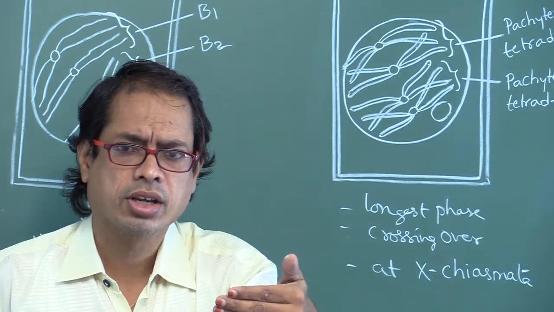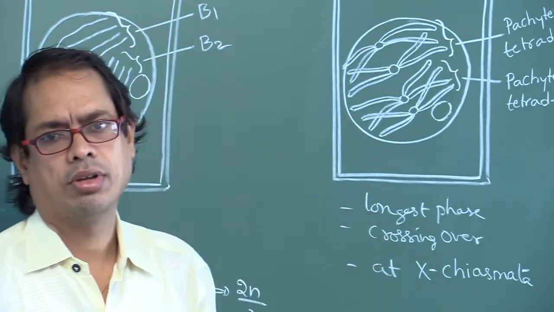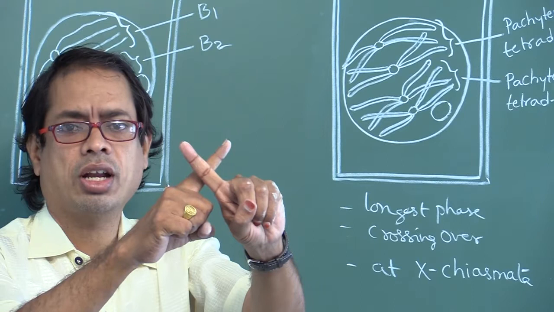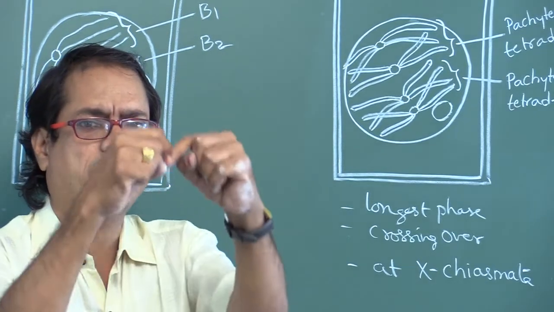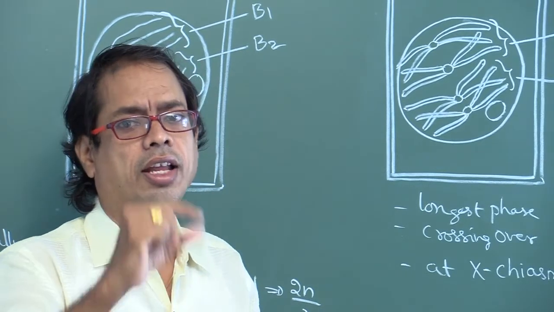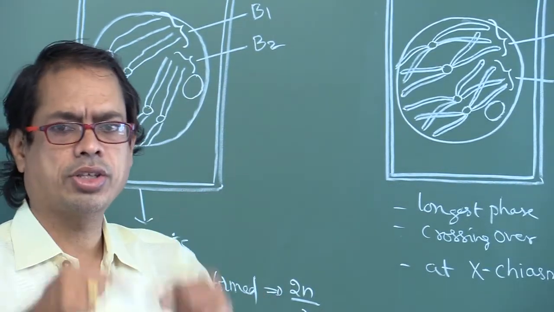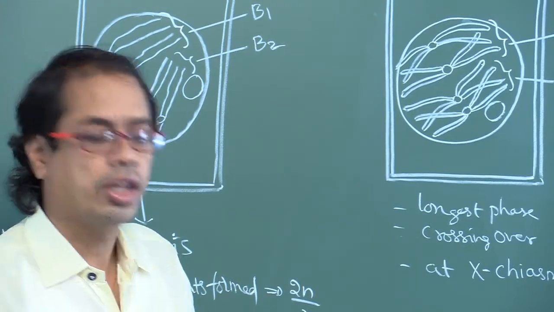X-shaped structures called chiasmata are formed first, and then crossing over occurs. You have to take the order: first chiasmata are formed and then the exchange will occur. Crossing over means recombination.